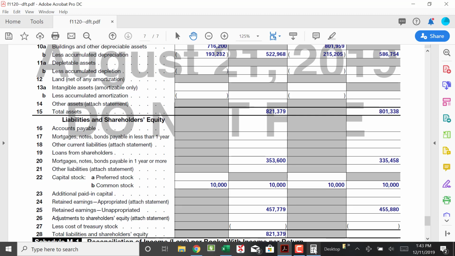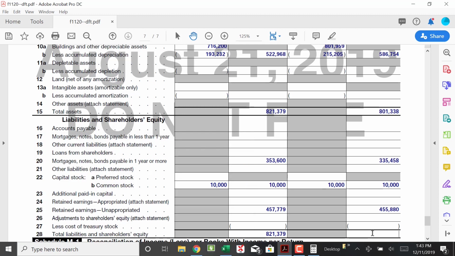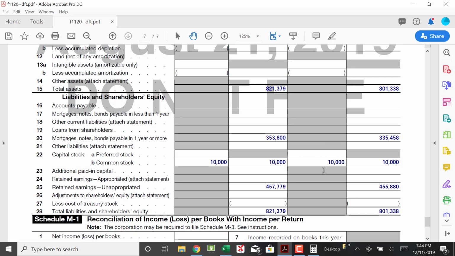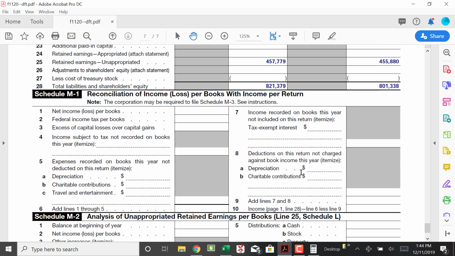And I'm going to do the same thing on 2019, 335,458, $10,000, 455,880, 801,338. Yay, our balance sheet is balanced. So that's the first check. Our balance sheet is balanced. That's all of our checks on this last page of the return. So we're good with our balance sheet.